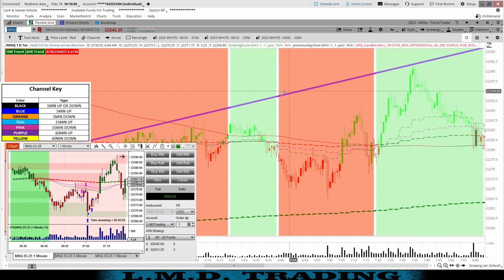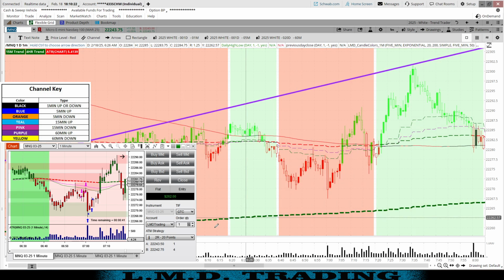My channels, as usual, and you do see that I have a channel key that's on there, so that comes in handy, especially when I'm streaming, for people that might want to know. You see this purple line here? That was a 60-minute up channel. Makes it very easy.